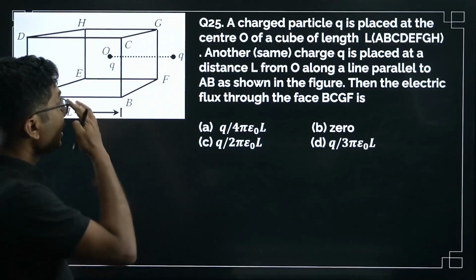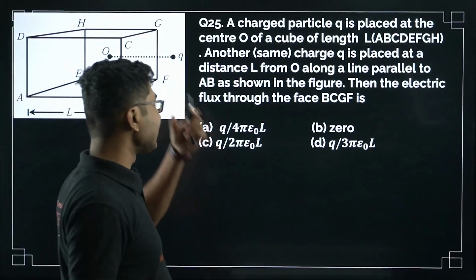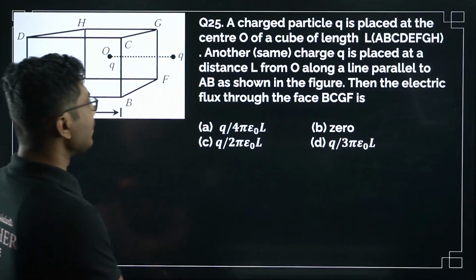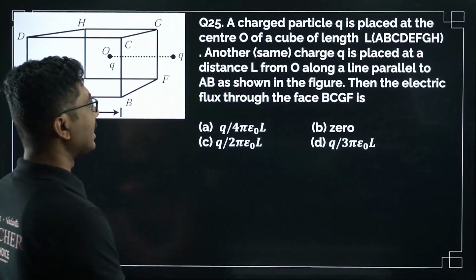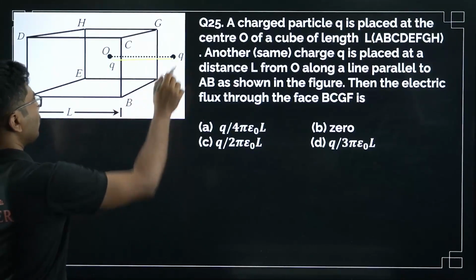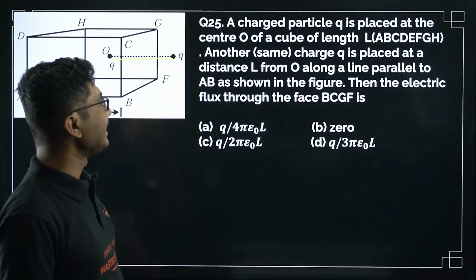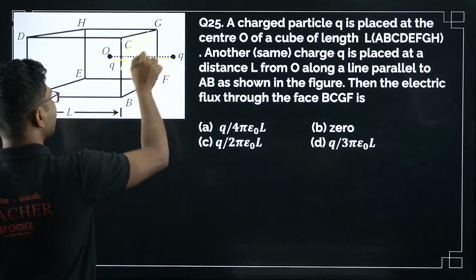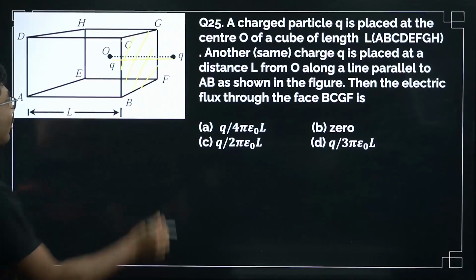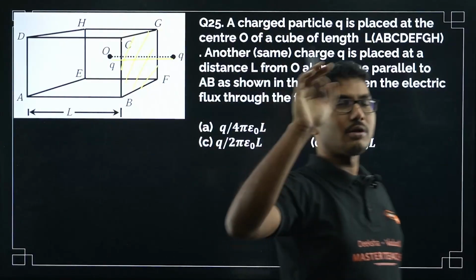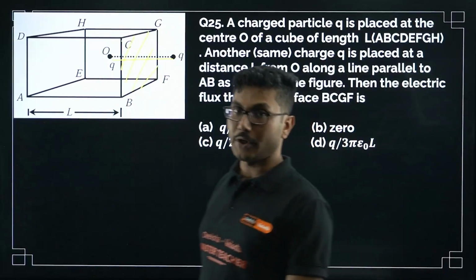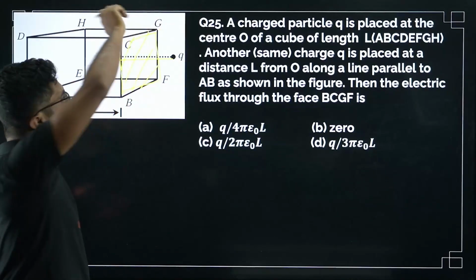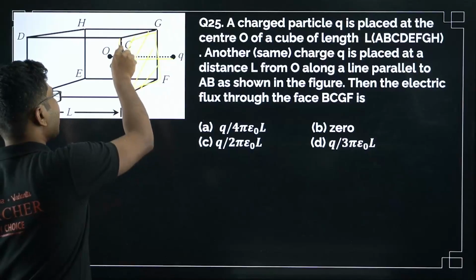Now next question. A charged particle Q is placed at the center of a cube of length L, A, B, C, D, F, G, H. Another same charge Q is placed at the distance L from O along the line parallel to AB as shown. Then what is the electric flux through the face BCGF? Now if you consider only this surface, remember that Gauss law is not applicable over here. First of all, you have to understand that. Why? Because BCGF is not a closed surface. Yes, the entire cube is a closed surface, but BCGF is not.